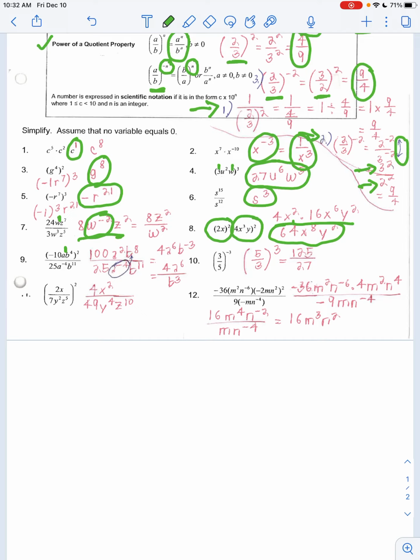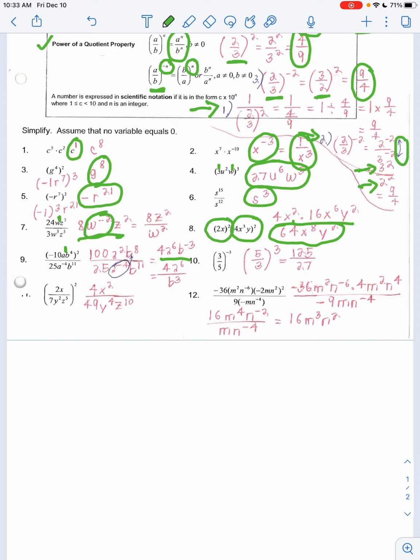So when you go to divide, you divide the coefficient. 100 divided by 25 is 4. And then for like bases, you actually subtract those exponents. So you got to be careful, because for the base a, you're actually taking 2 minus a negative 4, and that becomes 2 plus 4, or 6.